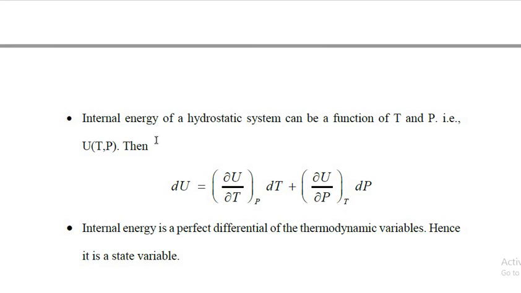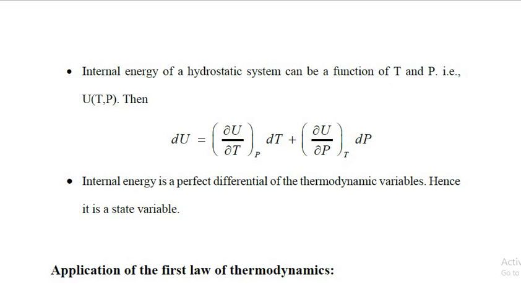Now, if we express internal energy of a hydrostatic system as a function of temperature and pressure, we can write U of T comma P, then dU is equal to ∂U/∂T at P into dT plus ∂U/∂P at T into dP. Internal energy is a perfect differential of the thermodynamic variables. Okay, perfect differential is nothing but exact differential. Hence, it is a state variable. So, this is all about internal energy as a state function.